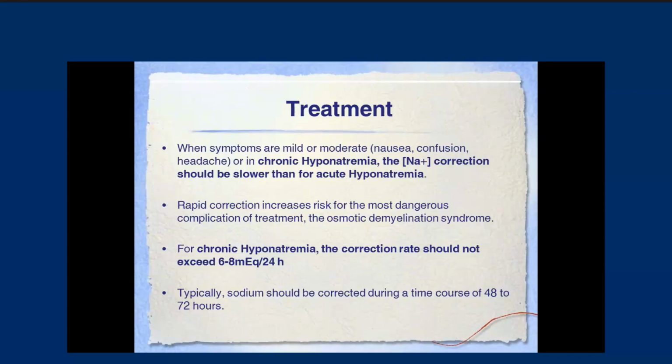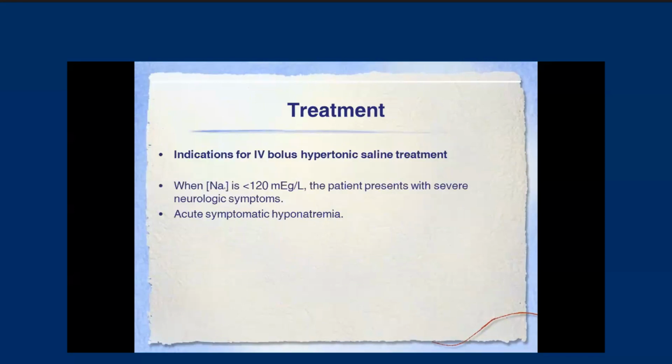For chronic hyponatremia without severe symptoms, it is usually advised to correct the sodium by 6 to 8 milliequivalent per 24 hours, which typically occurs in 2 to 3 days. So what are the indications for IV bolus hypertonic saline treatment?